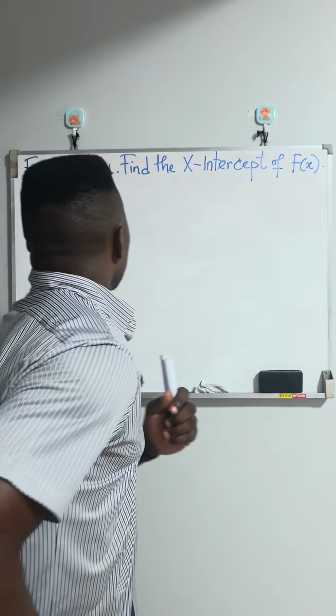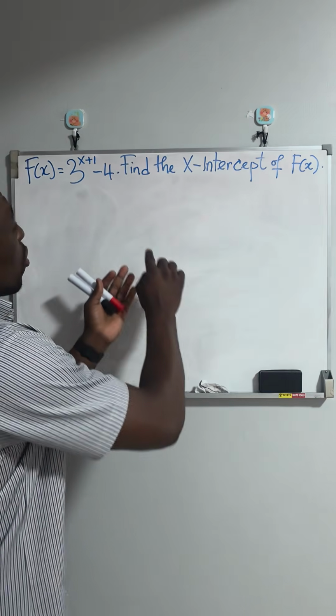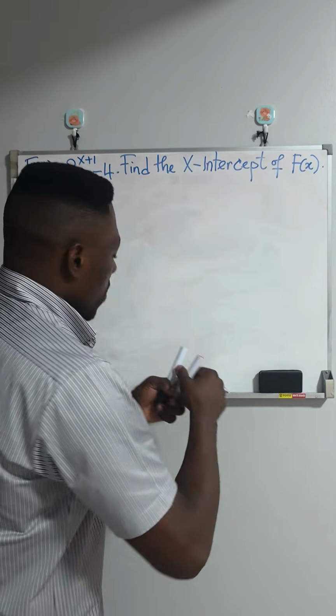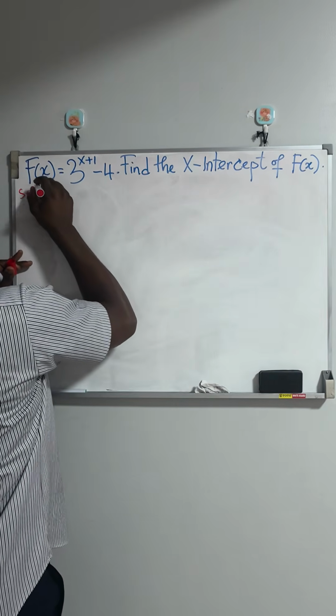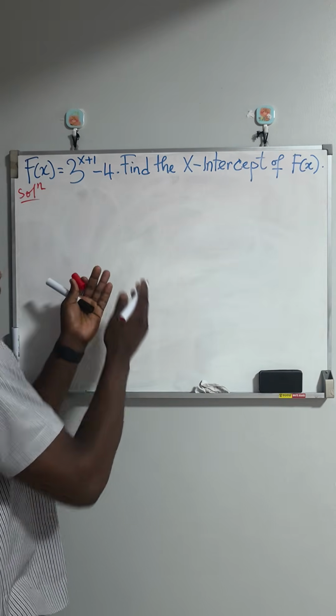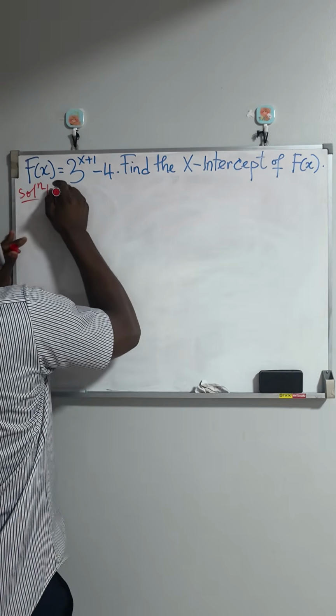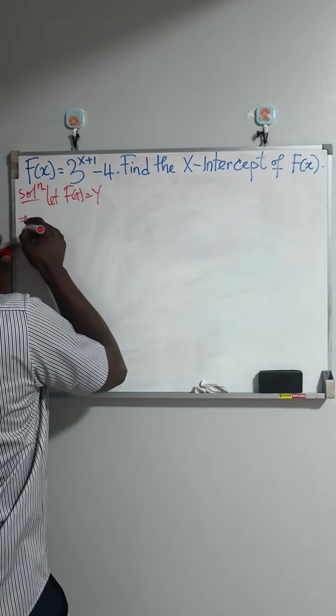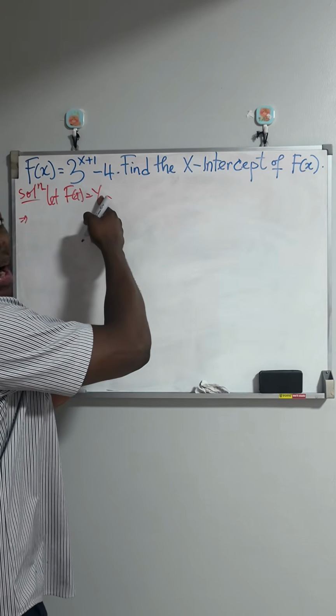Tomorrow will be better. We have a function here on the board, and the question says, find the x-intercept of f(x). Follow me, dear friends. Solution. Before everything else, let us let our function f(x) be y. So we will say let f(x) be equal to y. This means that everywhere we see f(x), we will replace it by y.